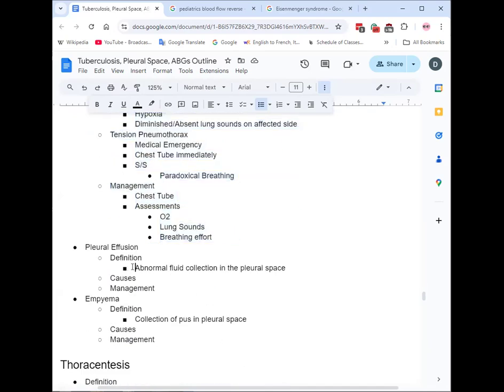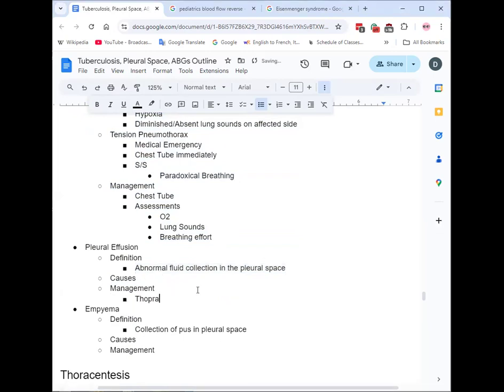Pleural effusion, that's the abnormal fluid collection in the pleural space, as opposed to pulmonary edema, where the fluid is either in the lungs directly or in some interstitial lung tissue. So with this one, that's where we get the thoracentesis as one of the managements, to put the needle in and directly drain the fluids away. What are some potential causes of pleural effusion?